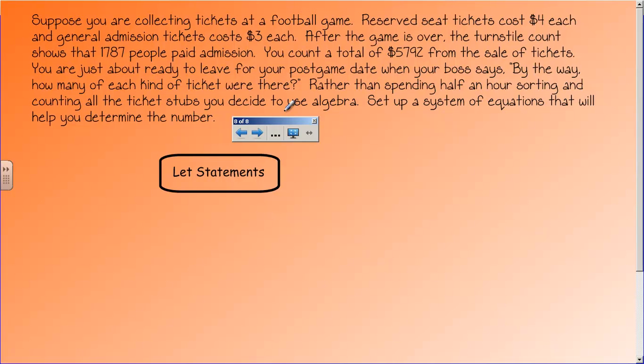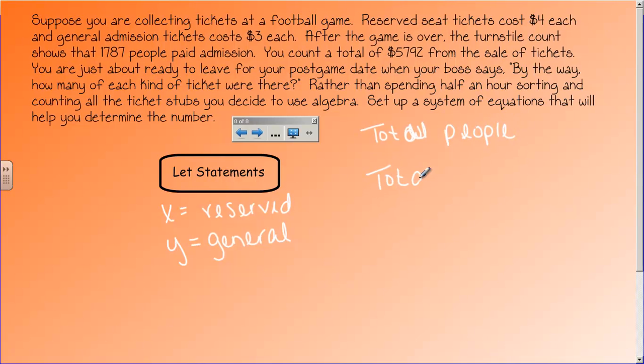So set up a system of equations to determine the number. We're just going to write the system. We have reserve seats and general admission seats. So we're going to let X be reserved, and we're going to let Y be general. Now, there are two different equations. There is total people, and there is total money. And you have to write an equation for each.